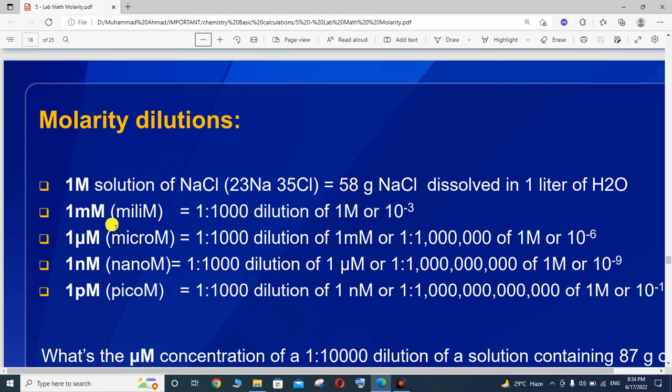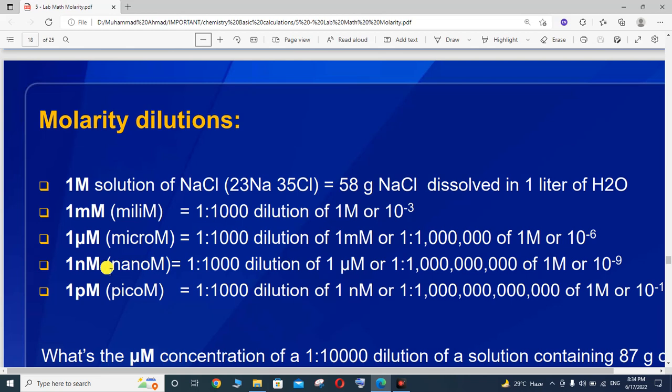So for example, if you have two solutions, one is 1 millimole and the second one is 1 micromole, look at this, one is more diluted. The micromole is 10 raised to the power minus 6, and the millimole is 10 raised to the power minus 3. So the micromole one is more diluted because we are decreasing the concentration.